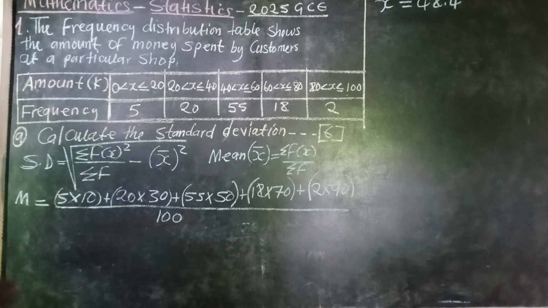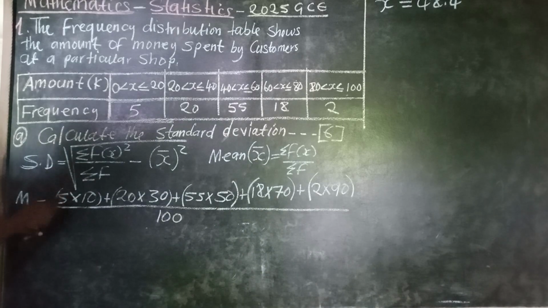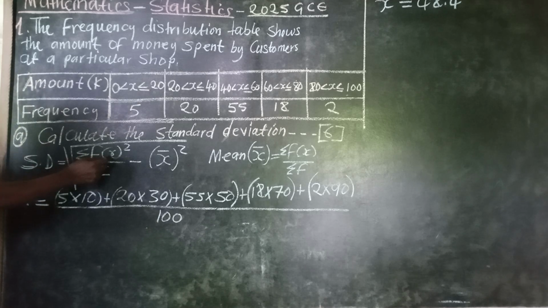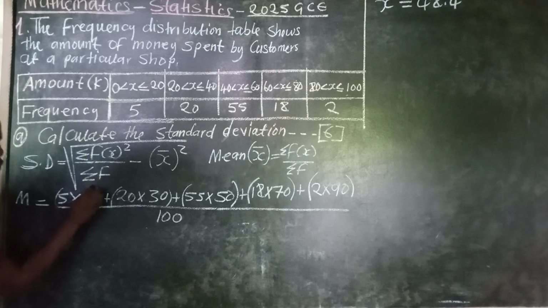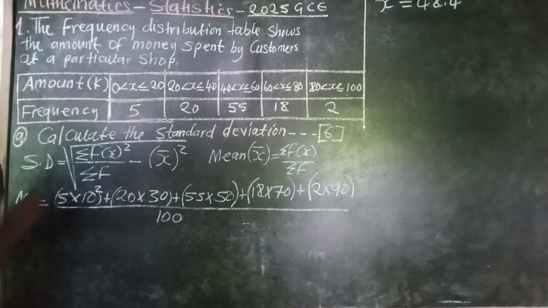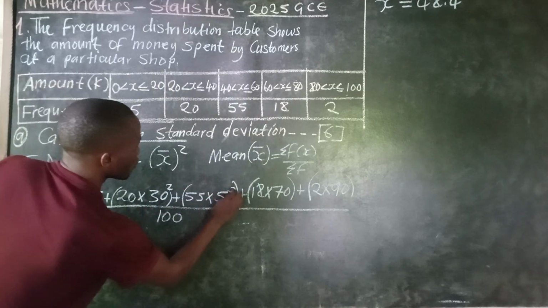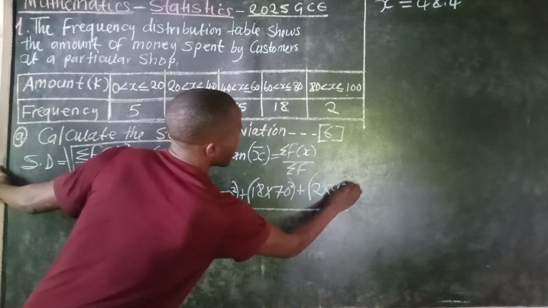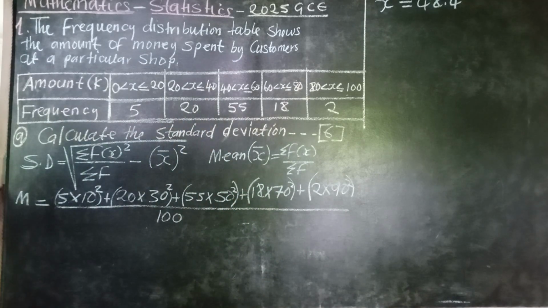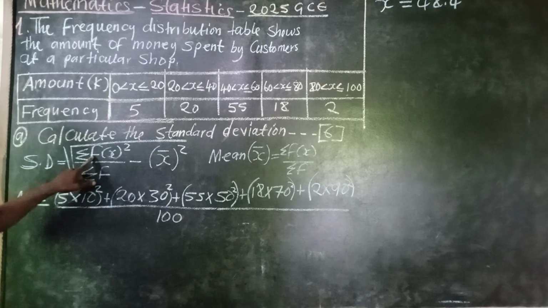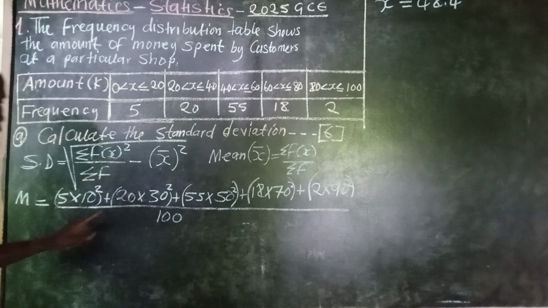Okay, so now let us just answer this one. What are we going to do? F is already there, which is 5. Okay, now times, this time around we square the midpoint. Okay, we need to square it. So the midpoint here is 10, so just put 2, the square, which is here. Okay, even here throughout where there is a midpoint, just put square, square, square. Okay, so you don't need to waste much time. That is when finding f of x squared. That's what it means. You need to multiply the frequency times the midpoint square, which is this one.